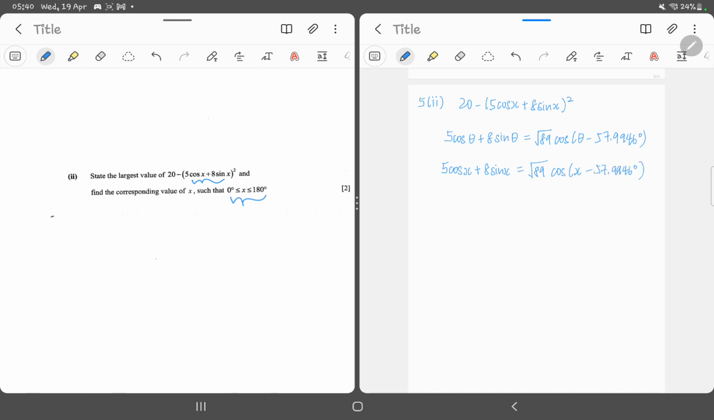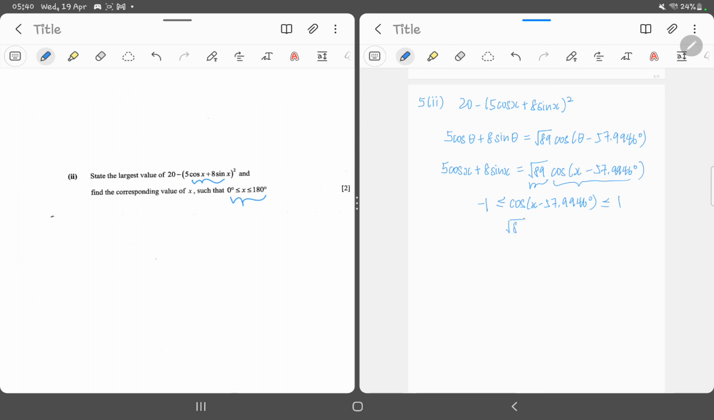What I'm going to do here is the inequality so that you all can see clearly. Let's look at cosine x minus 57.9946 degrees. We know that this graph is bounded by -1 below and 1 on top. I'm going to multiply everything by square root 89.